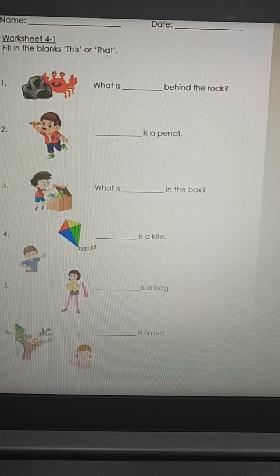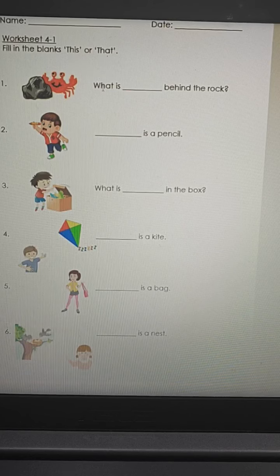Okay, let us read the instructions together. Fill in the blanks, this or that. Number 1. What is behind the rock? So the crab and the rock are near, right? So do we use this or that? This is for near, that is for far. So the crab is near the rock, right? So we use this. So we write, what is this behind the rock?